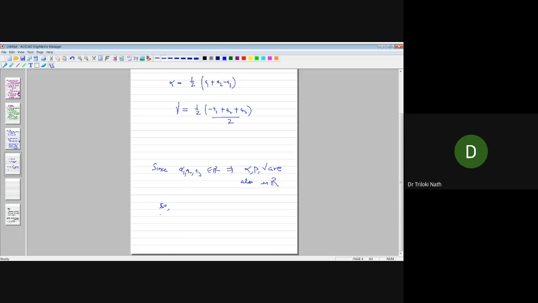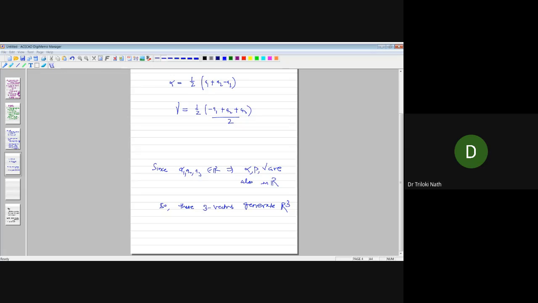So these three vectors generate R3. That means every vector of R3 can be expressed as a linear combination of these three vectors. Okay, let us look at another example from polynomial space. So I hope it is clear to everyone.